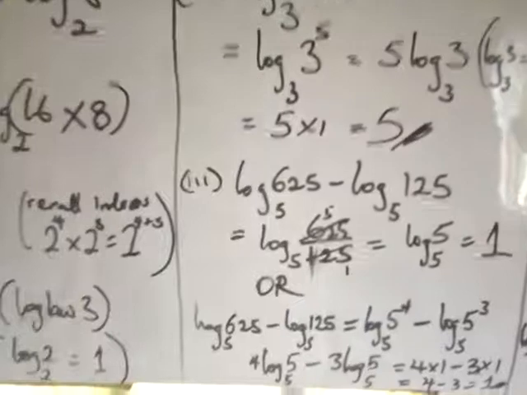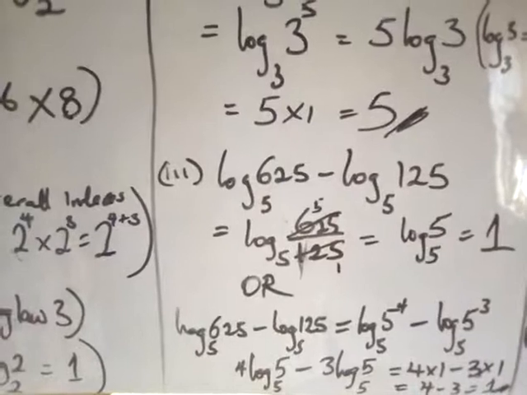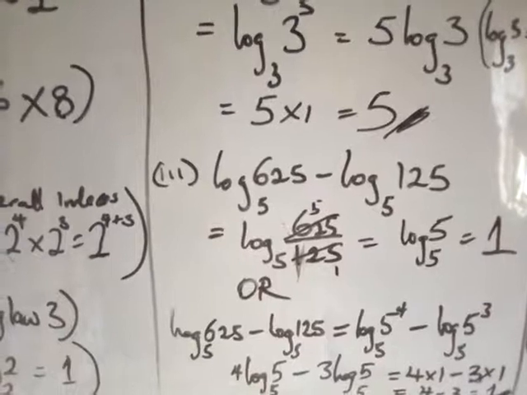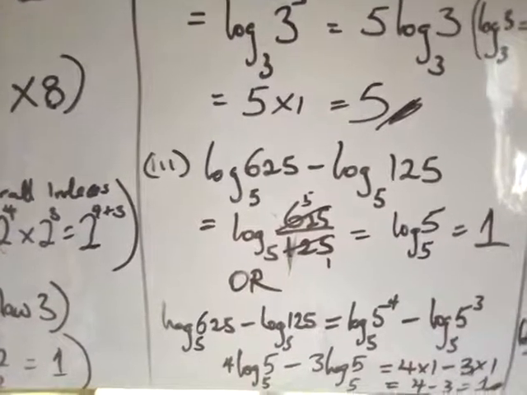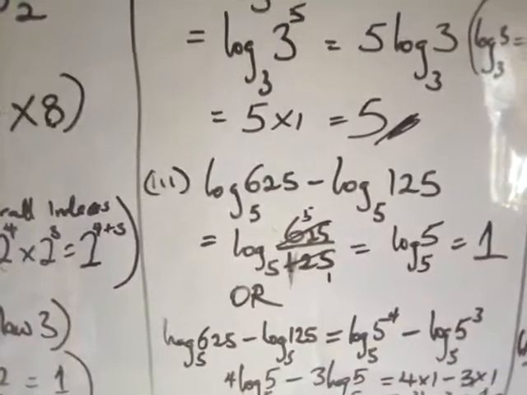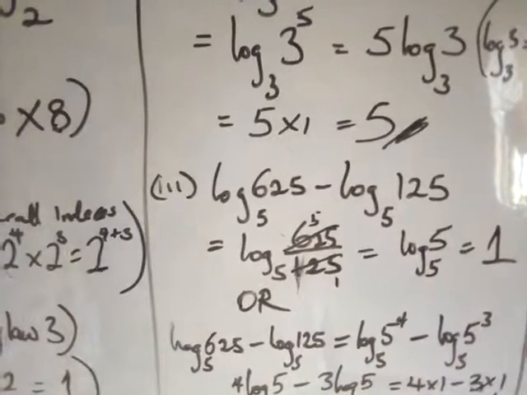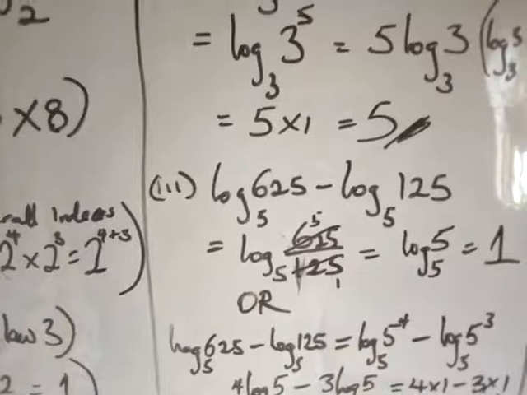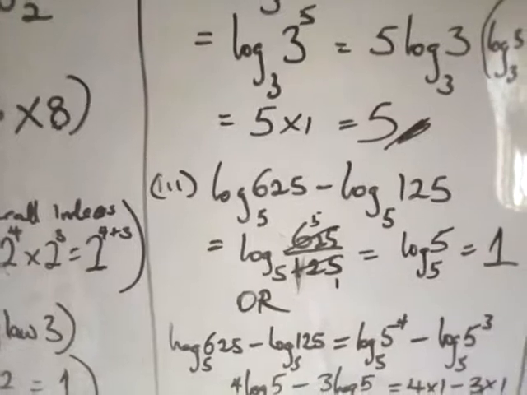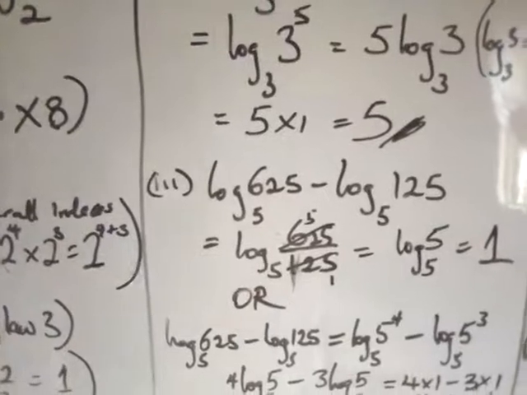That's that about that. So this one, log 625 to base 5 minus log 125 to base 5. How do we do it? Know that the equivalent value according to the law is log of 625 divided by 125 to base 5. Then if you divide 625 by 125, you have 5. So you are left with log 5 to base 5, which is equal to 1. So our answer is 1.